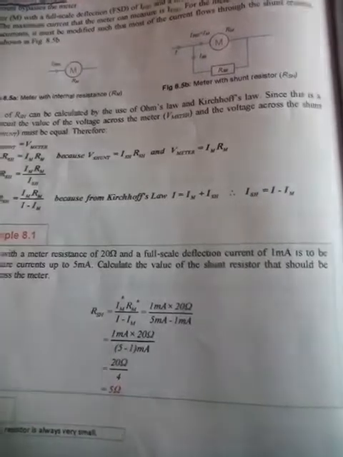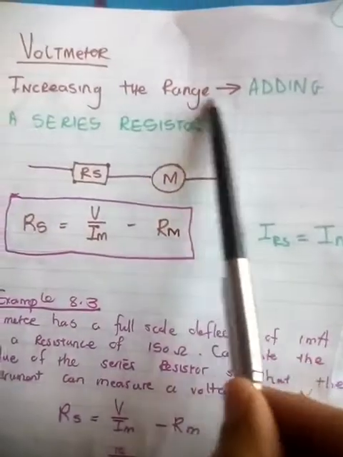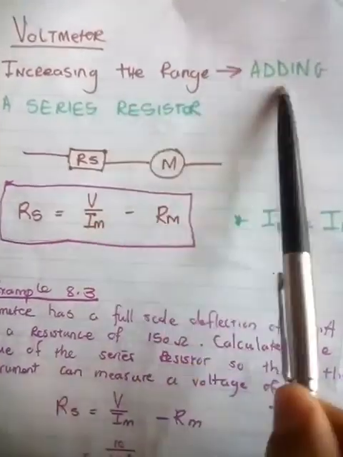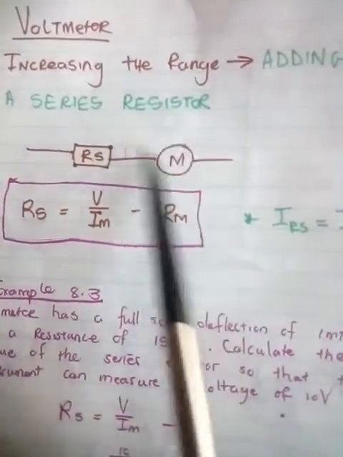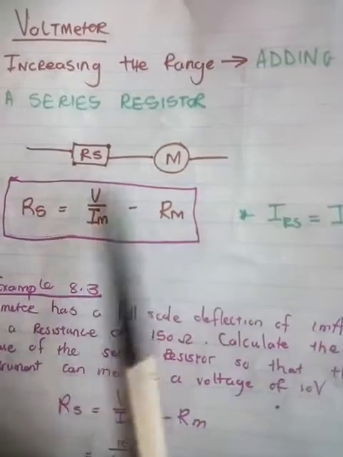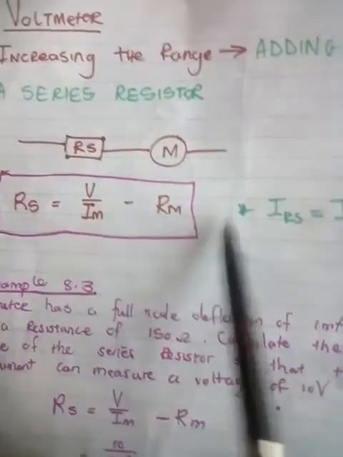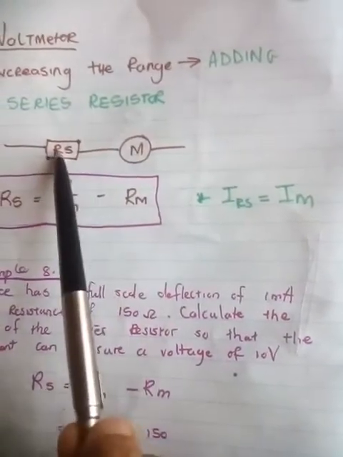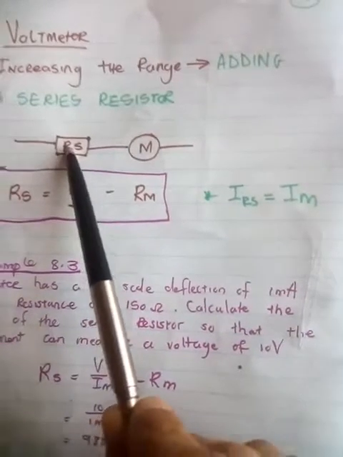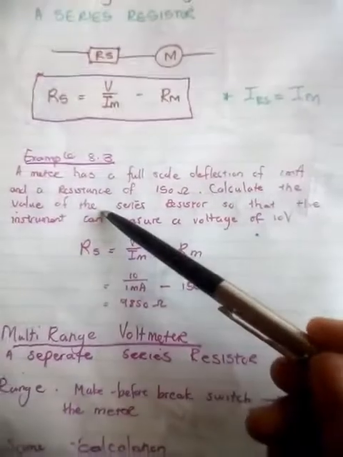After this you need to know the voltmeter. We know we connect a voltmeter in parallel. You increase the range of a voltmeter by adding, this time, a series resistor. The meter resistor is in series, and to calculate that series resistor is voltage over Im minus Rm. Also know that the current passing through the meter is equal to the current passing through the resistor because it's in series.